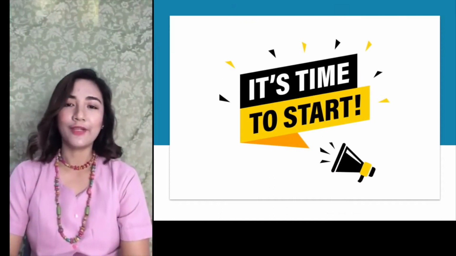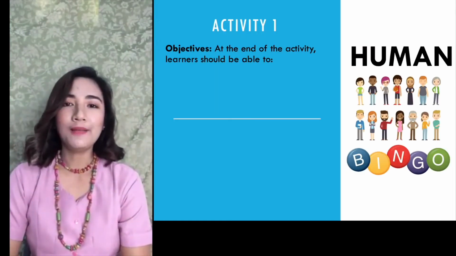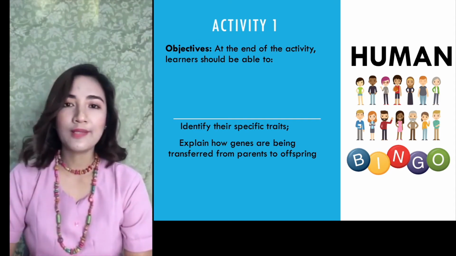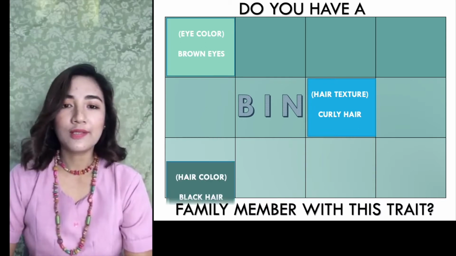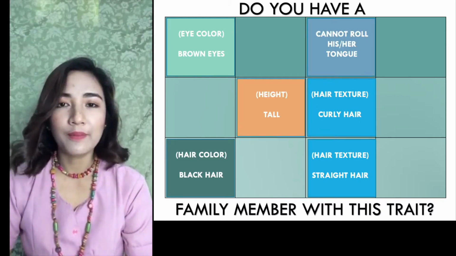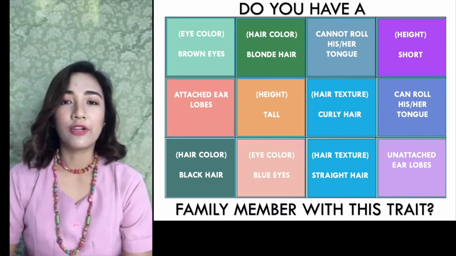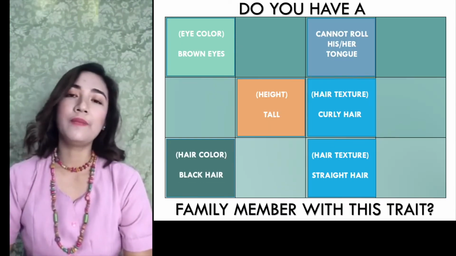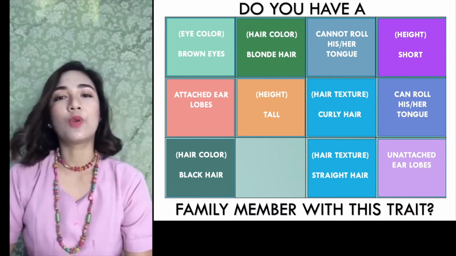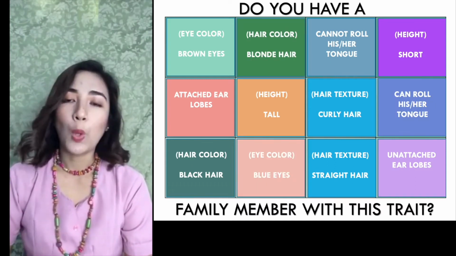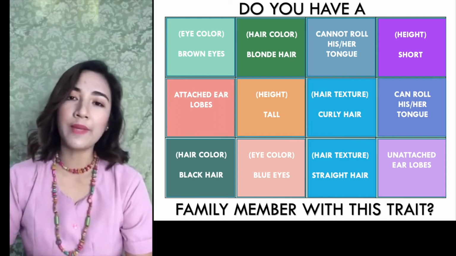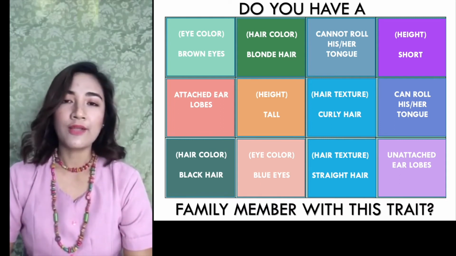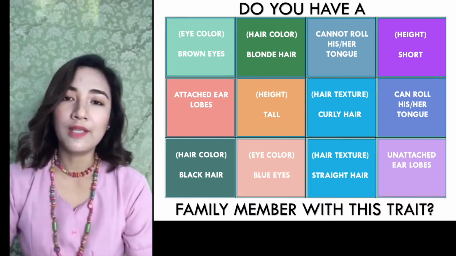Let's start. Are you ready? Let's play Human Bingo. Do you know this game? So, I have here some traits, class. Check whether these traits are present among your family members. Who among them have curly hair, straight hair, blonde hair? Who among your family members can roll his tongue, cannot roll his tongue? What else? Tall or short? So, if your family members have these traits, then you just check it and send your answers through the link which I'm gonna give you. Okay?